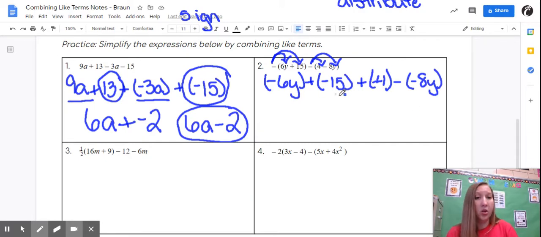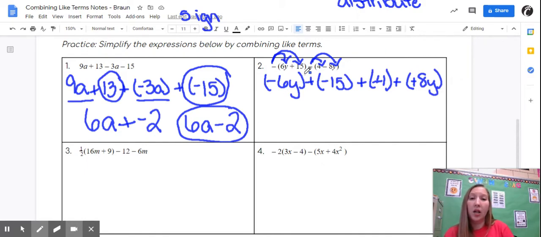Now, we've gone through and done our distributive property. Now we're going to do a couple changes. We're going to change our subtraction to addition just to make that a little bit easier on us. So here we have subtraction. We're going to change this to addition and change opposite. I'm going to make this negative 8y positive 8y. Now I can look at combining my like terms.